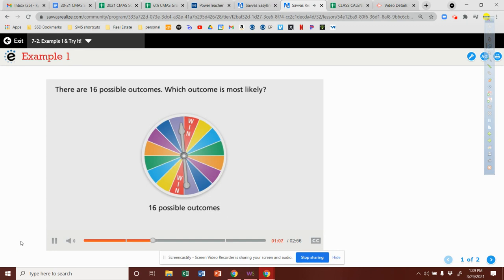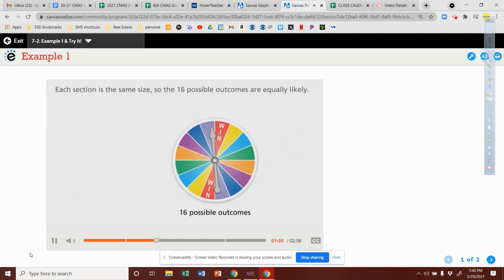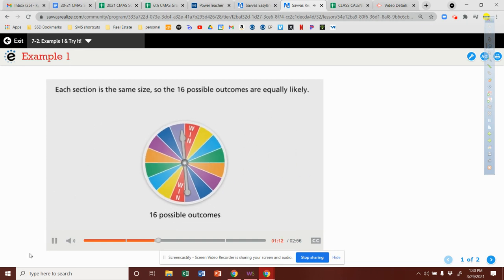Which outcome is most likely? Select your answer. Each section is the same size, so the 16 possible outcomes are equally likely.